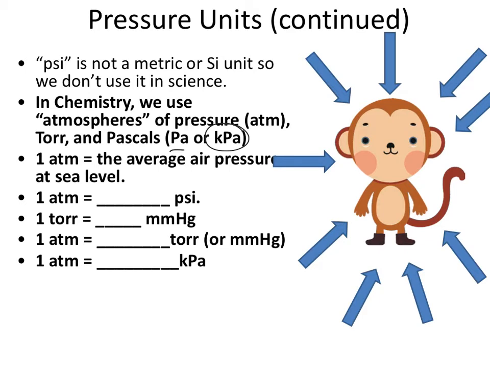So we said 1 atmosphere is our average air pressure at sea level, and that's going to be equal to 14.7 PSI. Now, if you think about that, that means that at all times we have about 15 pounds per square inch on our body. If you were to hold 15 pounds, you're like, okay, I understand how much that weighs, but why don't I always feel that? Well, it's because it's our constant.